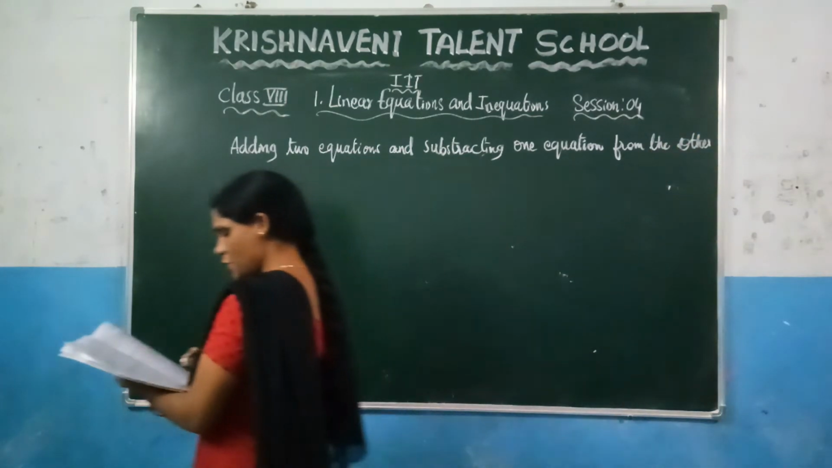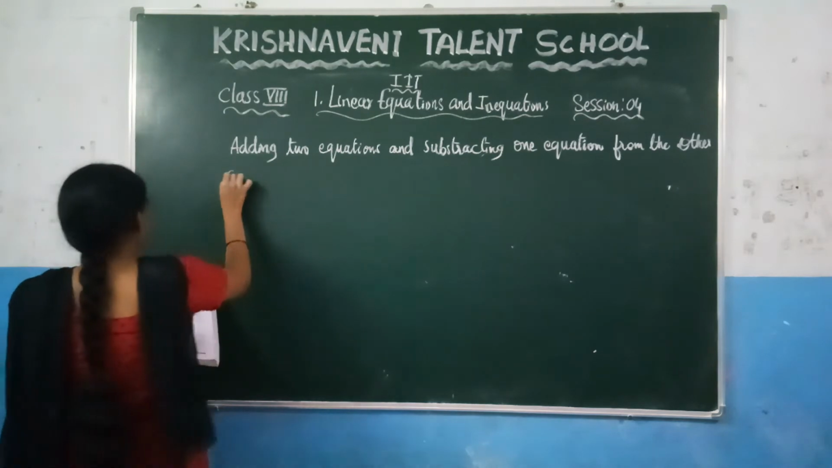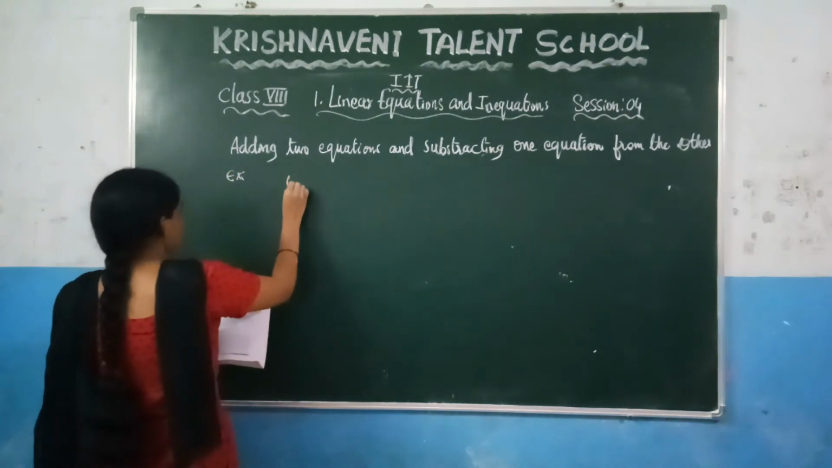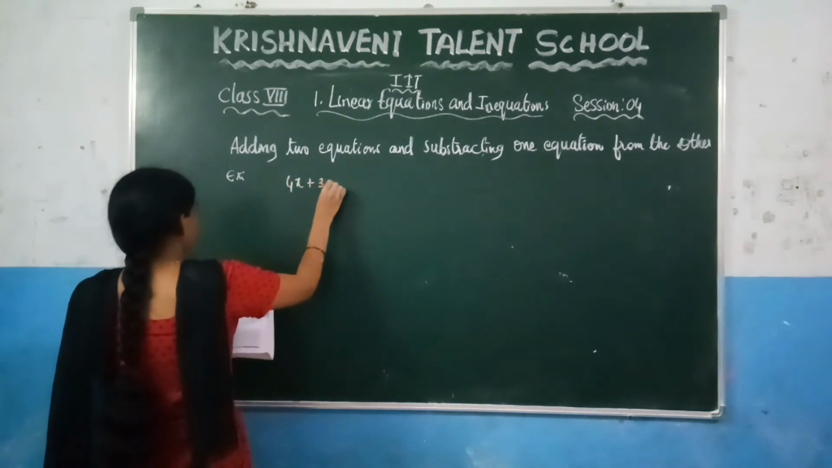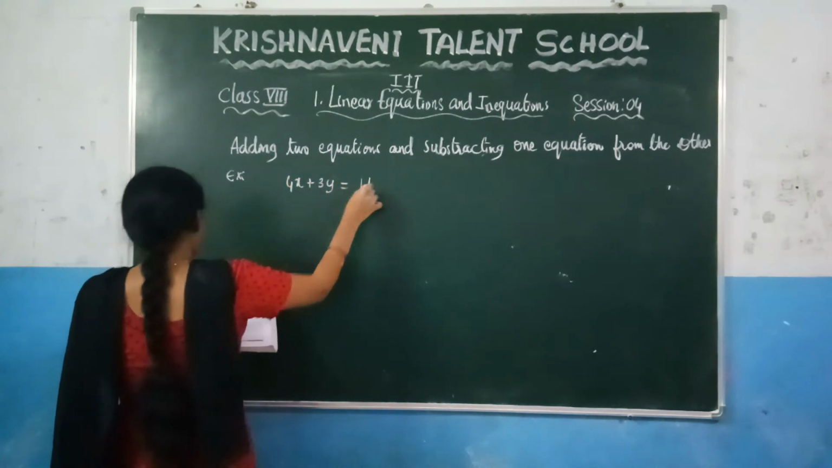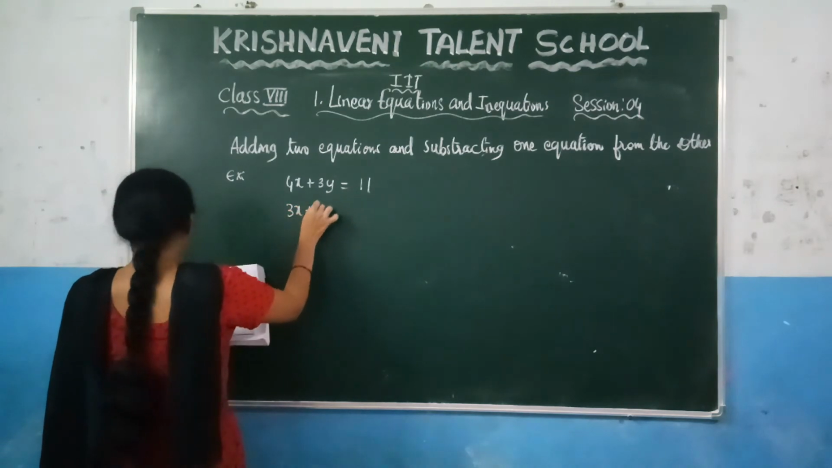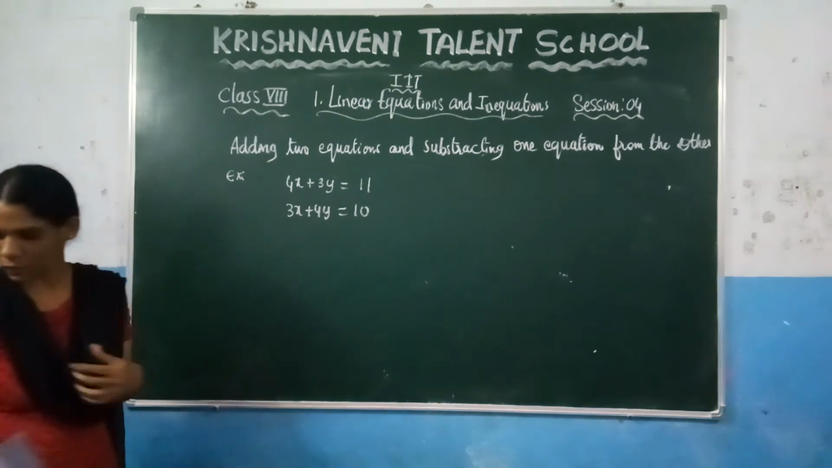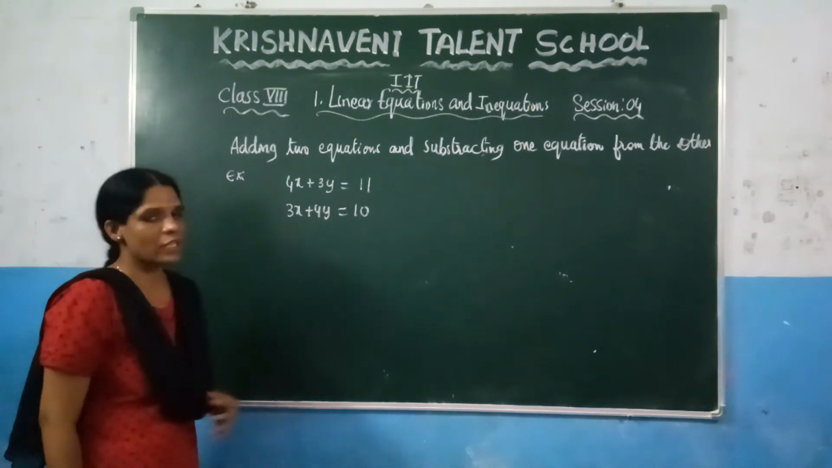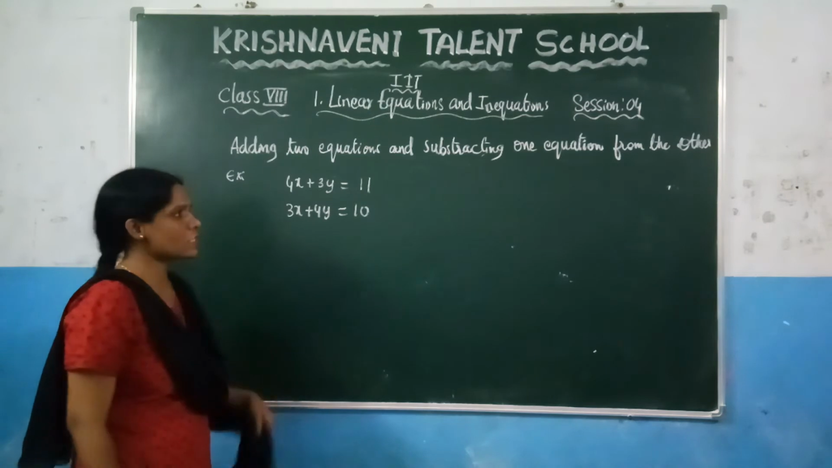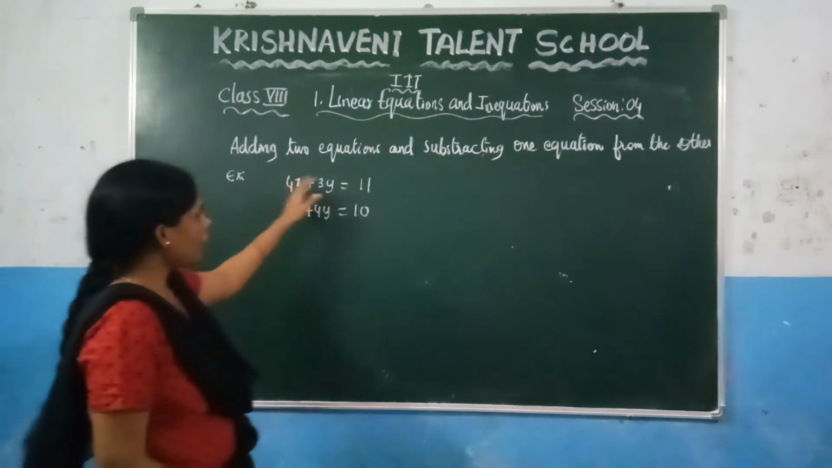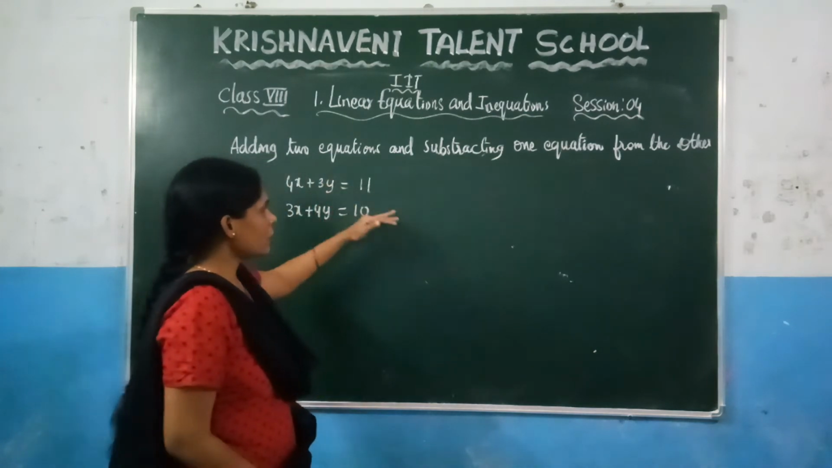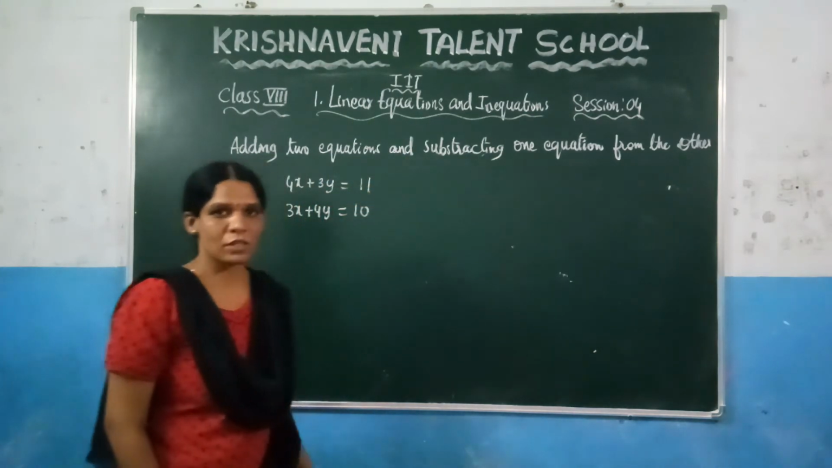So here this is the next method. If you see your textbook on page number 6, they have given the example: 4x plus 3y is equal to 11, 3x plus 4y is equal to 10. You are given this problem. You need to find the values of x and y by the next method, which is adding two equations and subtracting one from the other. The method name itself says how you solve this problem.